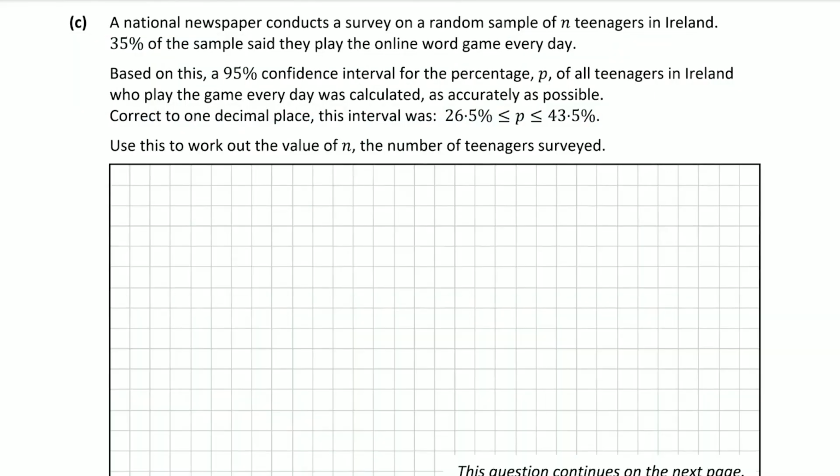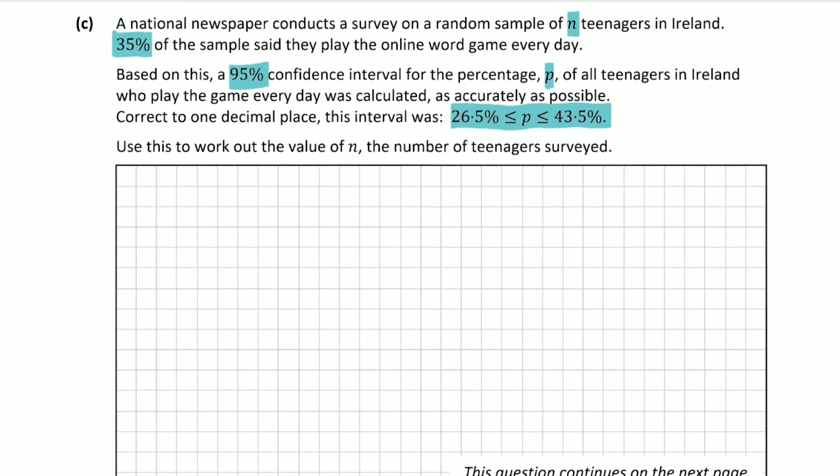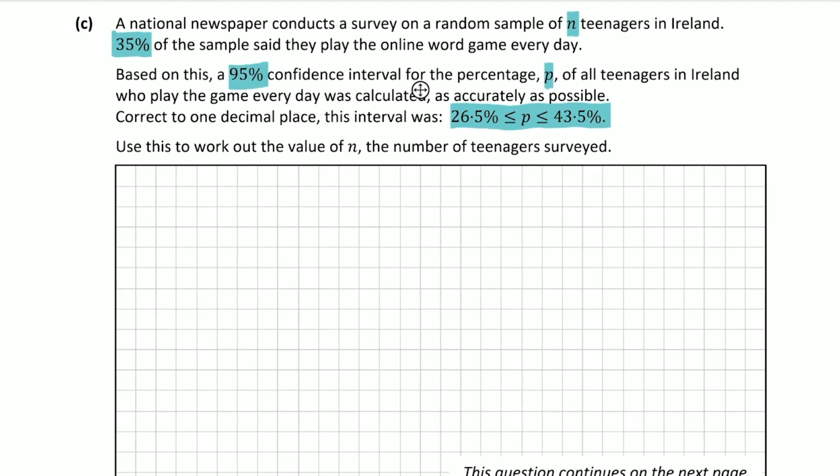In question C, we're told that a national newspaper conducts a survey on a random sample of N teenagers in Ireland. 35% of the sample say that they play the word game online every day. Based on this, a 95% confidence interval for the percentage P of all teenagers in Ireland who play the game every day was calculated as accurately as possible, and the interval was 26.5% ≤ P ≤ 43.5%. And we're asked to use this to work out the value of N, the number of teenagers surveyed.